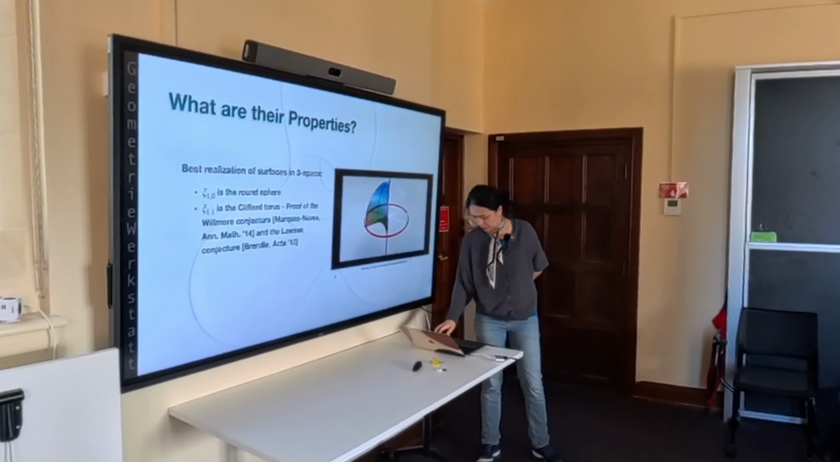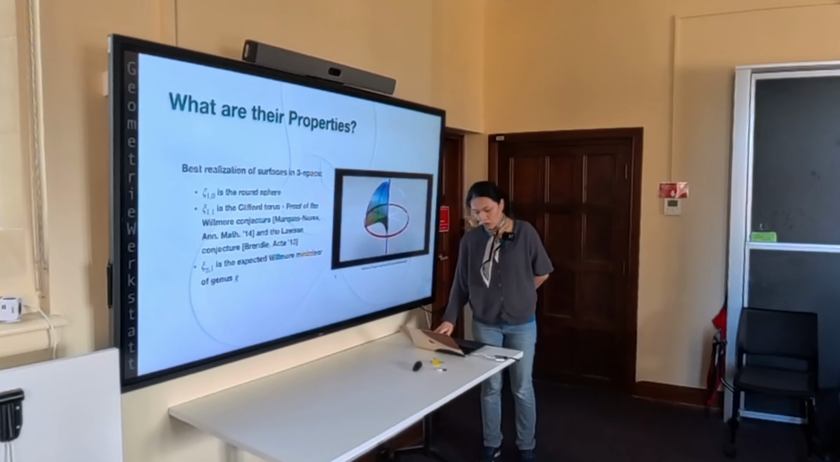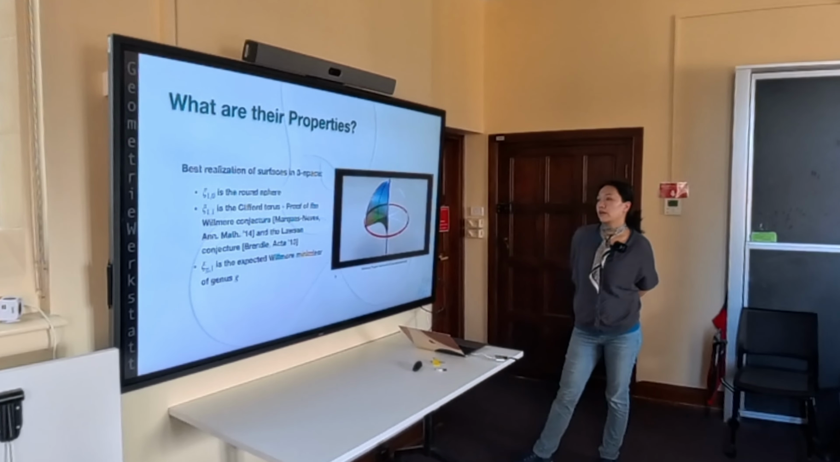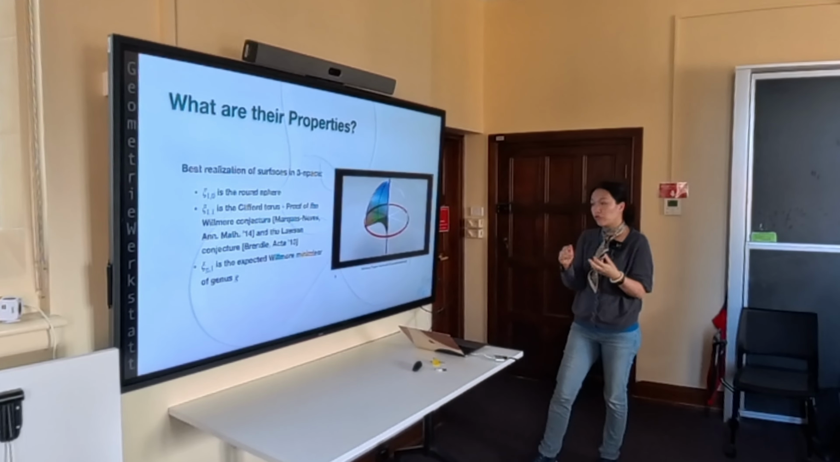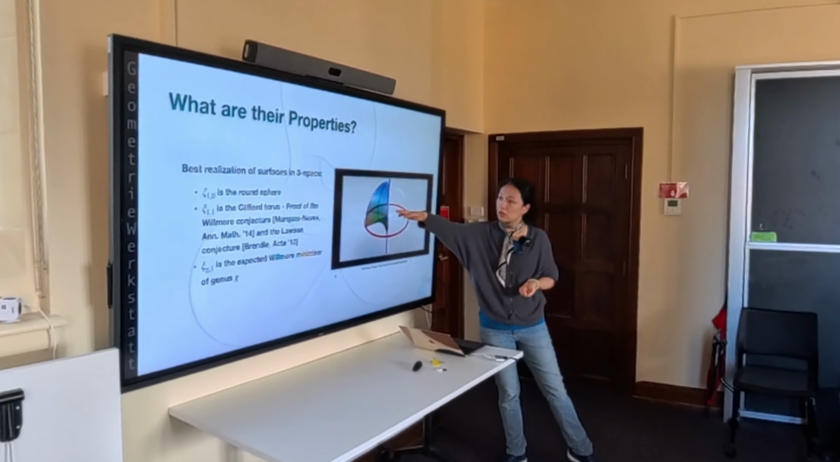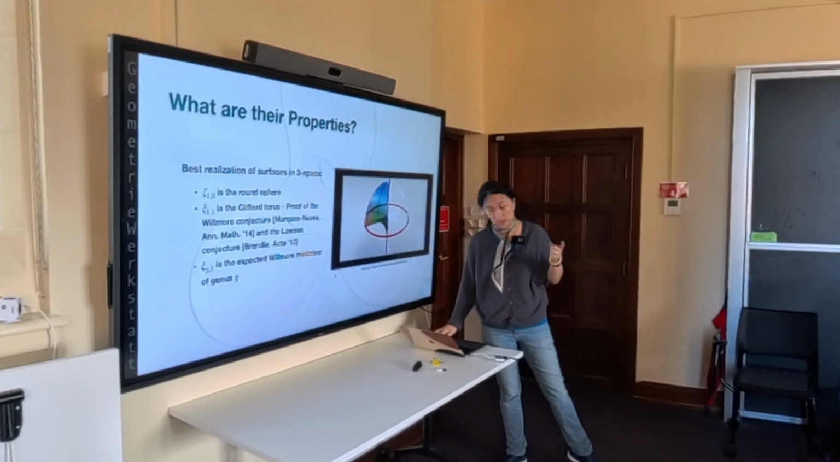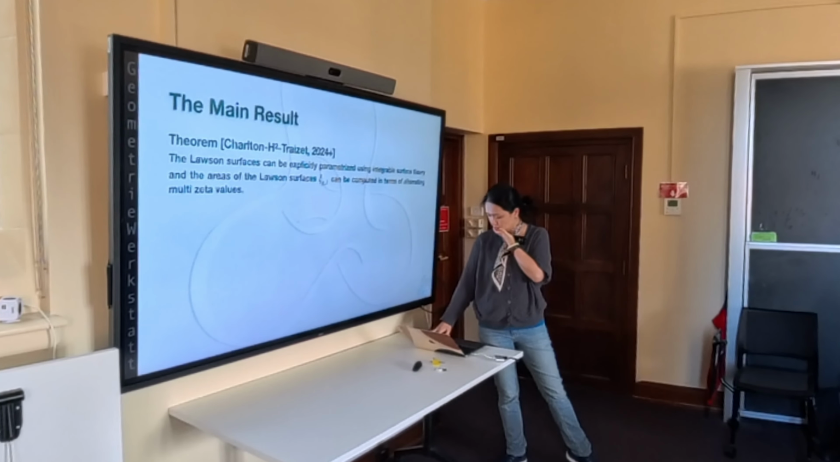So this is known results. And even if these genus G Lawson surfaces are expected to be the Willmore minimizers of genus G, but only very recently, actually, so these are Willmore conjectures and Lawson conjectures. Ross was talking about also yesterday.